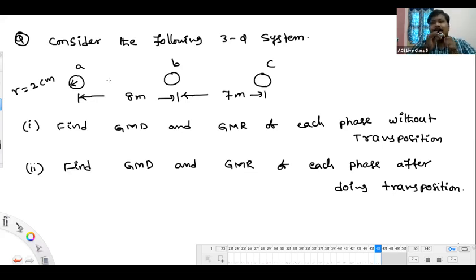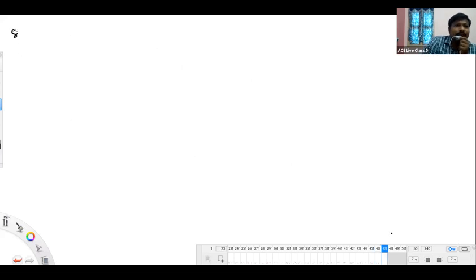Because all the conductors are identical in size. So GMR value depends only upon the radius of the conductor, that is 0.7788 times radius, if it is a solid conductor, and moreover we have only one conductor in each and every phase. Okay? So let me write in the next slide. In the solution, first case, untransposed.